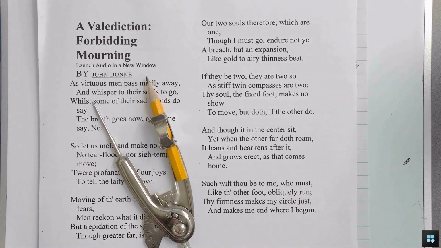And though it in the center sit, yet when the other far doth roam, it leans and hearkens after it, and grows erect as that comes home. Such wilt thou be to me, who must, like the other foot, obliquely run. Thy firmness makes my circle just, and makes me end where I begun.